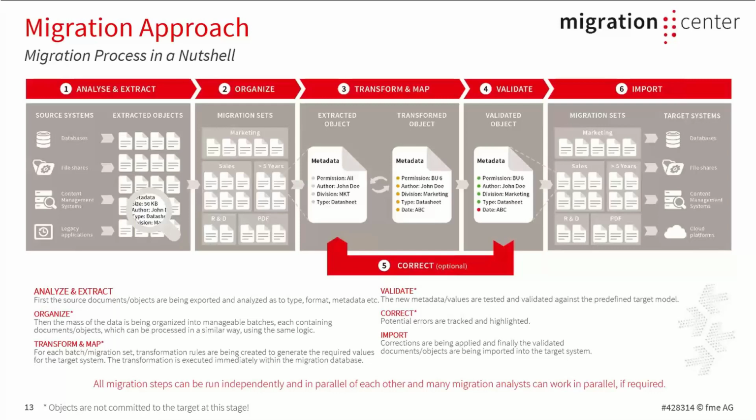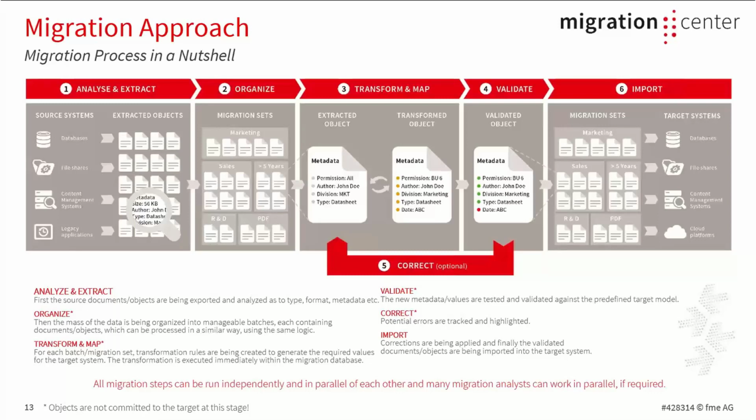The next step is to transform and map. For each batch and migration set, transformation rules are created to generate required values for the target system. The transformation is executed immediately within the migration database. The next step goes hand in hand: when you're done with the migration set, you can validate the new metadata against the predefined target model. So before you start the physical migration, you can test if the metadata will fit into the new system. If it doesn't, you will get potential errors back, and you can change this.